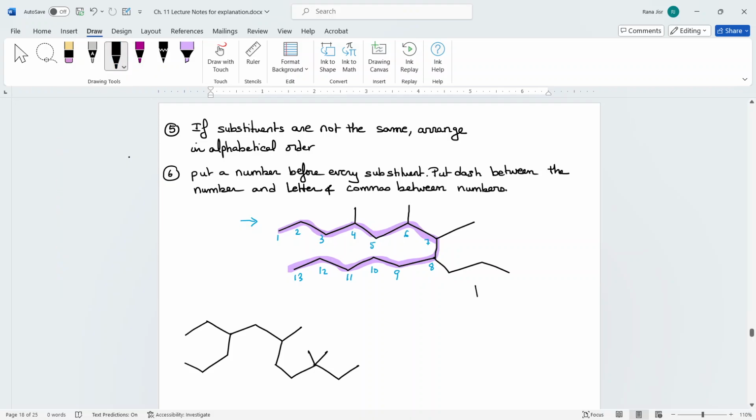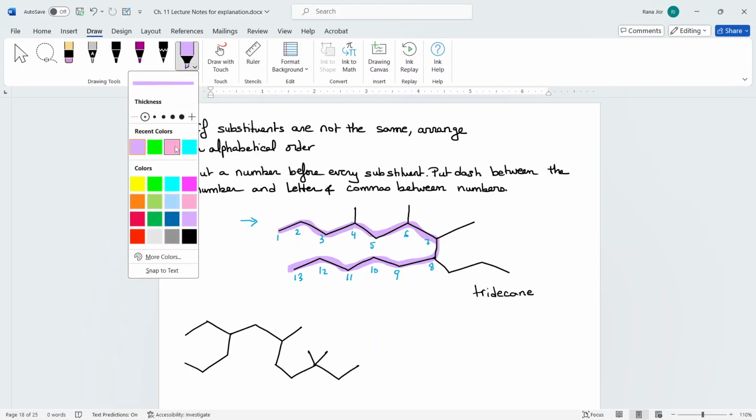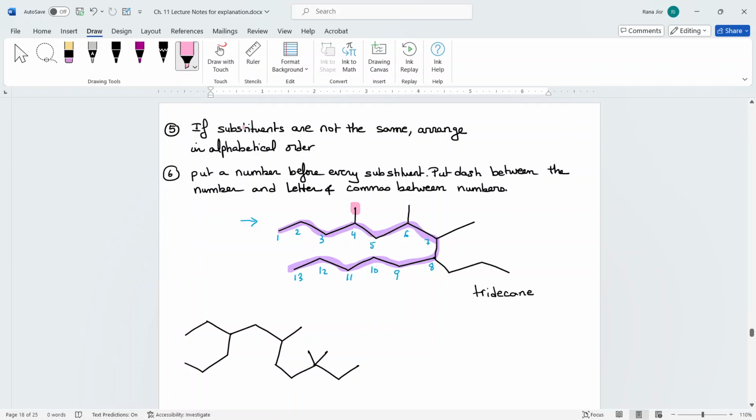Let's write it down. So I write the tridecane at the end. So now it's time to number the substituents. I need to number each one of these substituents. Let's highlight them. I have two CH3s, these are the same. So if they are the same, I need to use the prefix di, actually 3 of them. So I need to use the prefix tri, because tri is for 3.